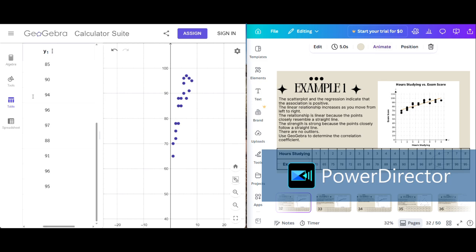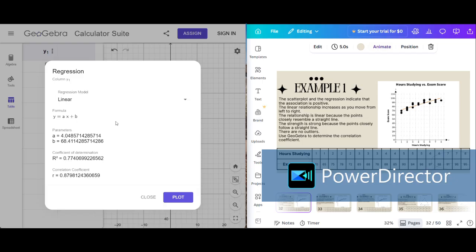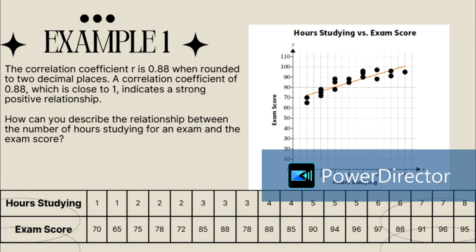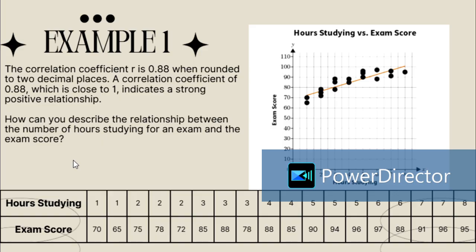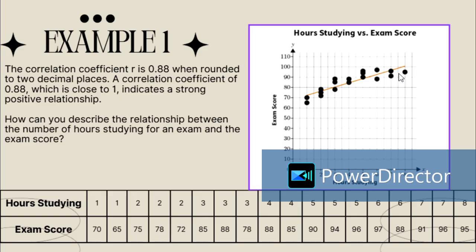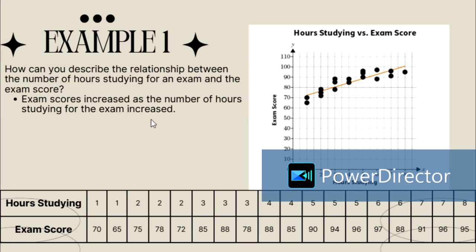Okay, so now what we need to do is go here and go to regression, I believe. Let's see, which is going to give us our correlation coefficient right there, which is 0.87, and then 9, so probably like 0.88. So there we see 0.88. That's close to 1, so it indicates a strong positive relationship. How can you describe the relationship between the number of hours studying for an exam and the exam score? Well, because it's a positive relationship, the more hours you spend studying, the higher your score is going to go.